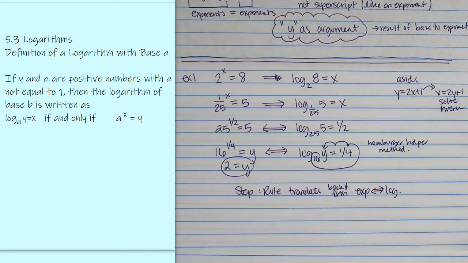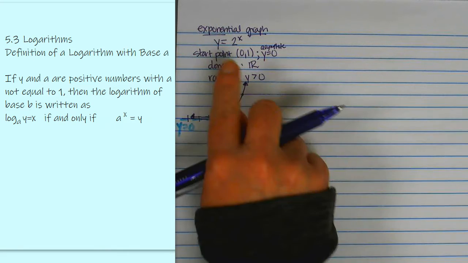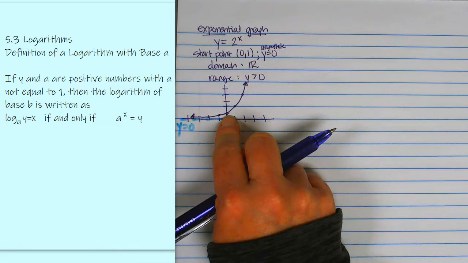Okay, now let's look at their graphs. I've written down some stuff already. You might want to pause the video and jot all this down, but I'm going to tell you what it says. So we did exponential graphs already. This one should be familiar to you. It's the parent function y equals 2 to the x, and it has a start point of (0, 1). That's where the exponent is 0.